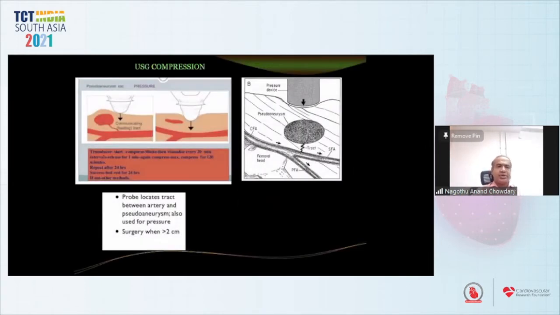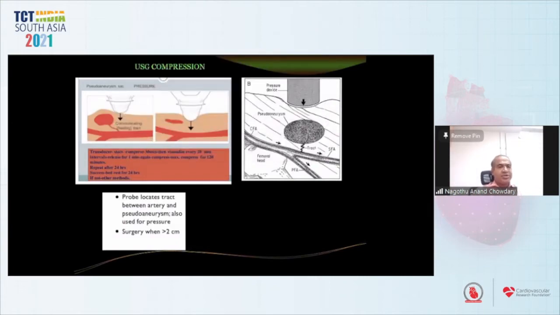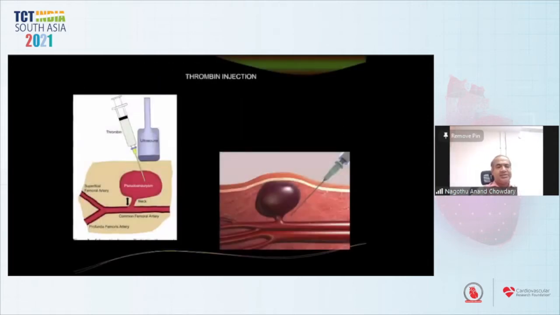So here you see the picture showing the ultrasound guided probe compression of the neck. Ultrasound guided probe compression over the neck. So once the neck is thrombosed, the pseudoaneurysm by itself gets thrombosed, and that can be tackled very easily.